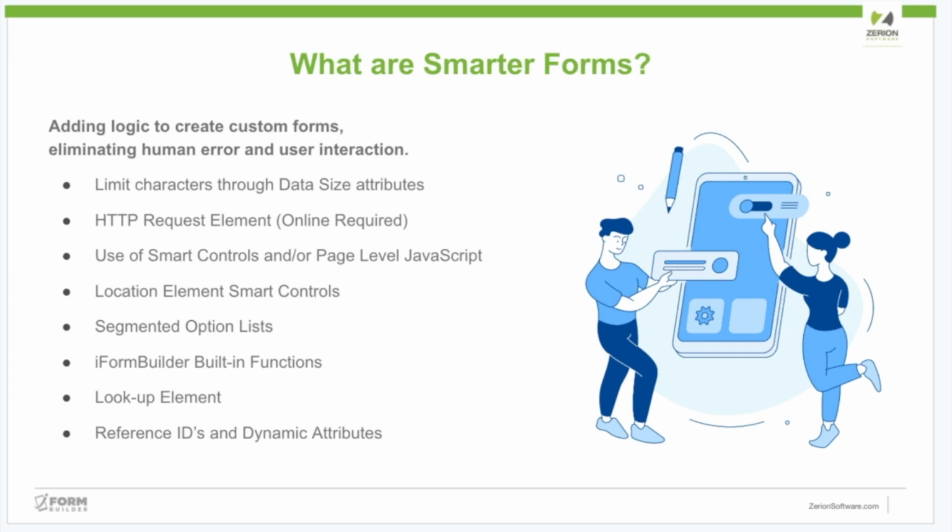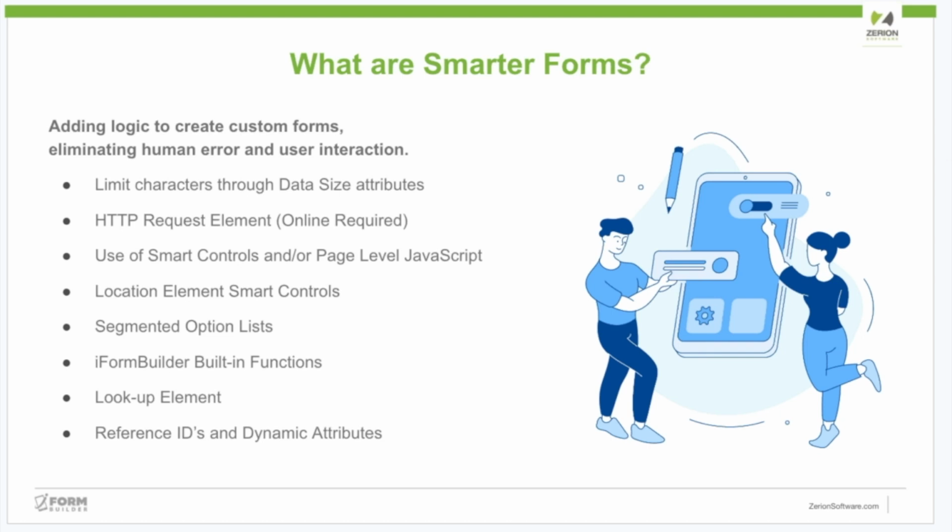Smarter forms also make use of segmented option lists. We're not going to be talking through segmented option lists today, but we do have help desk articles on how to use them. Essentially, you have multiple option lists, and what is selected from that first option list will change what the user sees in the second or third option list. So you're limiting the amount of viewing and only showing the user what actually applies to them.